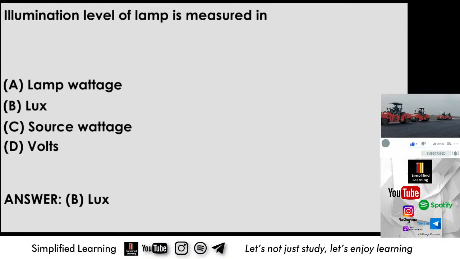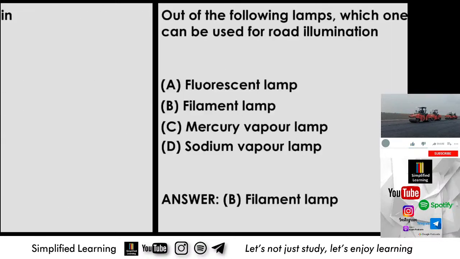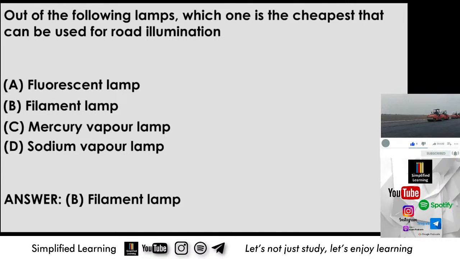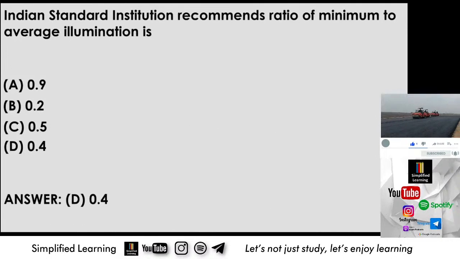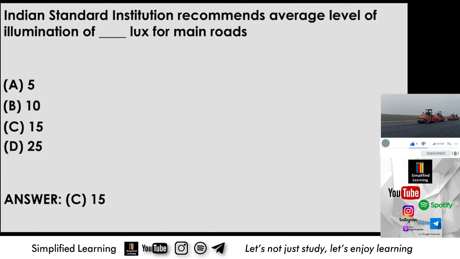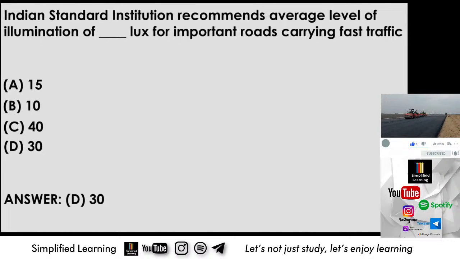Lux is the illumination level of lamp. Okay, it is measured in lux. Out of the following lamp, which one is the cheapest that can be used for road illumination? Filament lamp is the cheapest one out of the given. Most economical solution in lamp selection is to choose the largest lamp size that will provide uniform pavement brightness. Indian Standard Institution recommends ratio of minimum to average illumination as 0.4. Indian Standard Institution recommends average level of illumination of 15 lux for main roads. ISI recommends average level of illumination of 30 lux for important roads carrying fast traffic.